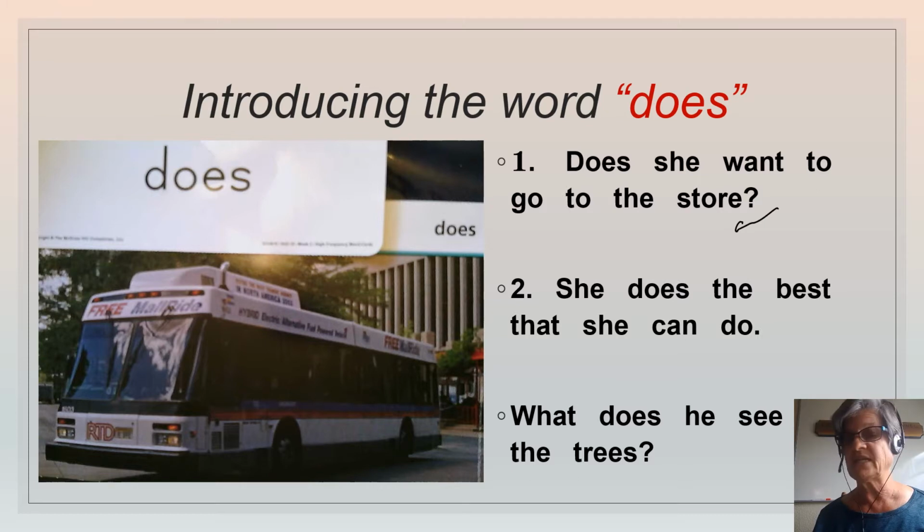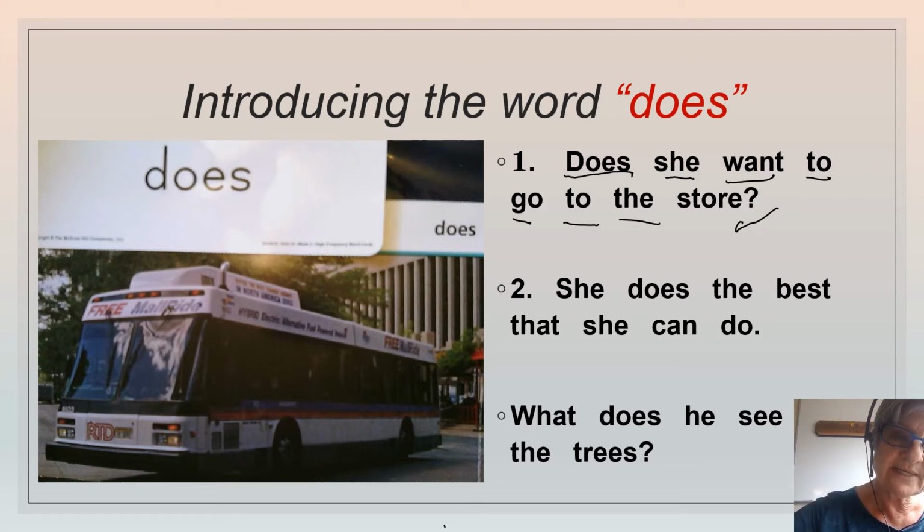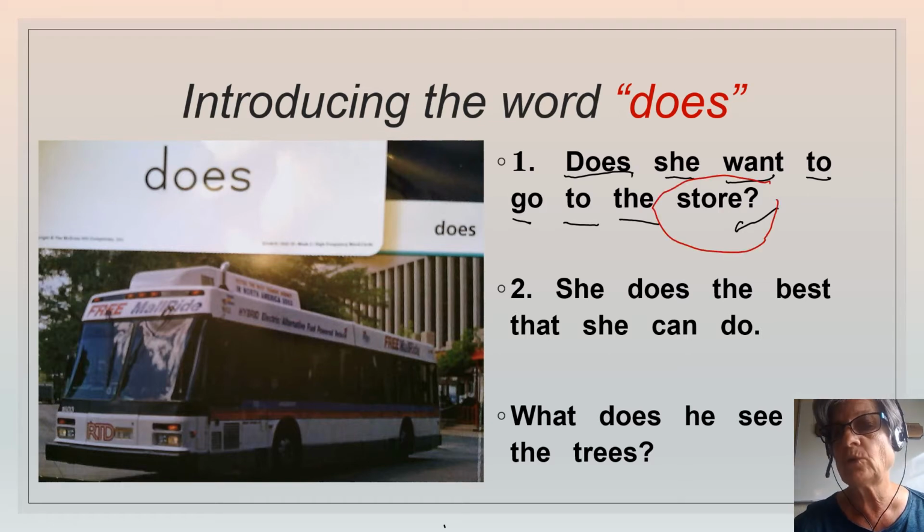I'm going to, just like always, underline words we know as we're reading, circle words we do not know, okay? Now, let's begin. Point to the word does. Let's read it. You ready? Does she want to go to... the last word is a tricky word. So we're going to circle it. Many of you have written that word or you have seen it in sentences.